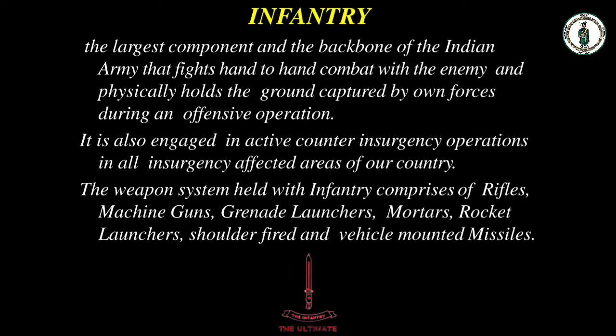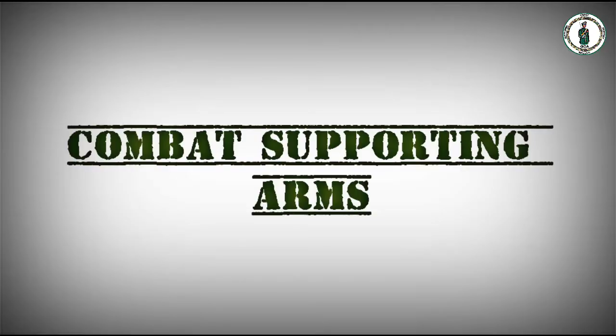So these are the troops that fight hand-to-hand combat with the enemy, that is the foot soldiers, and they also hold ground during defensive operations. And infantry is playing a major role in active counterinsurgency operations. And the weapon systems held with infantry include various kinds of rifles, light machine guns, medium machine guns, rocket launchers, grenade launchers, and mortars. Then the second category is combat supporting arms, and these consist of a number of elements.